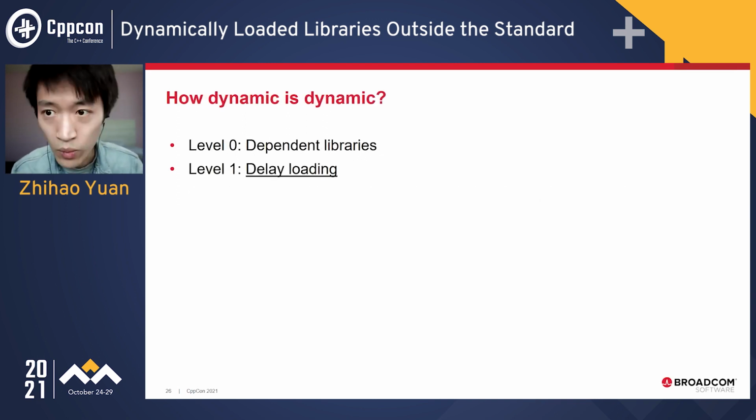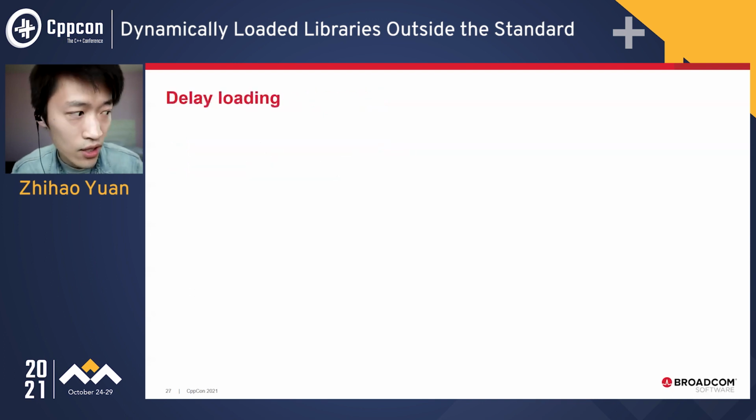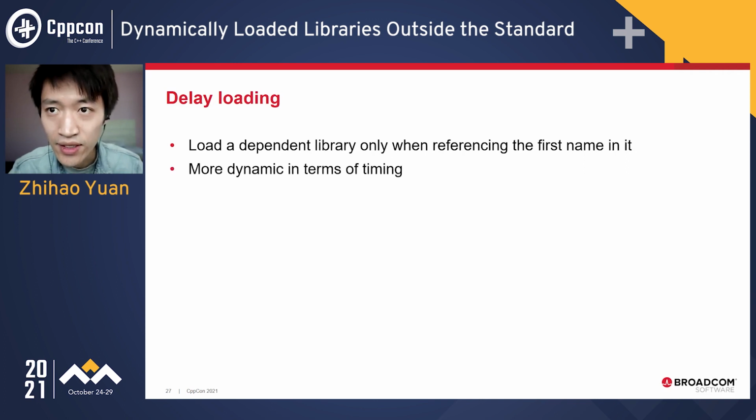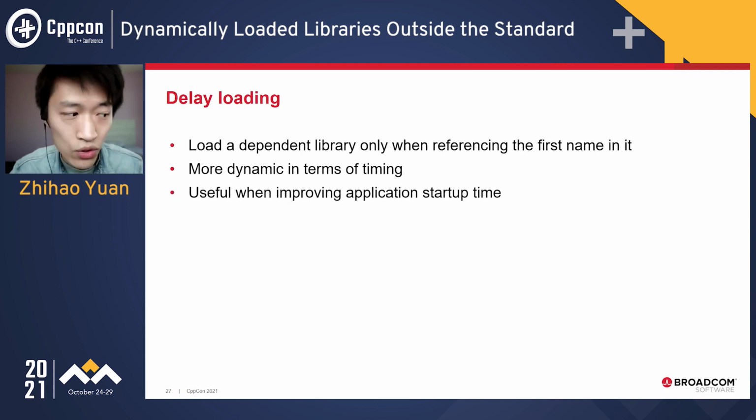Let's get a little bit more dynamic. Delay loading. With delay loading, we load a dependent library only when referencing the first name in it. In this way, the application is more dynamic in terms of the timing of loading dependencies. And it's often used for improving application startup time.